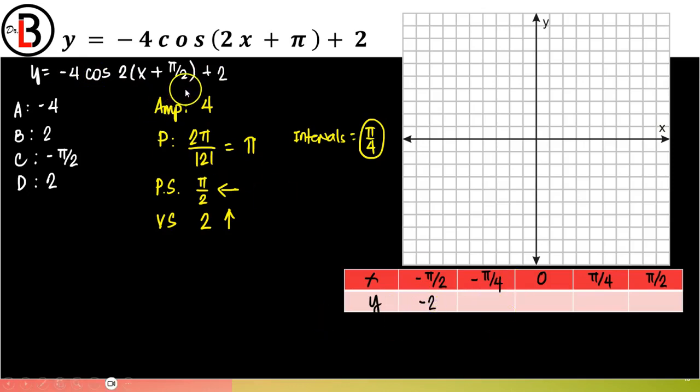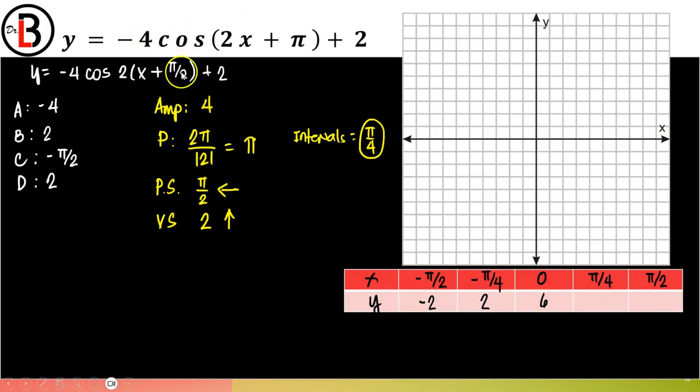Negative 45 plus 90 is 45, times 2 is 90. Cosine of 90 is 0, plus 2, that's 2. 0 plus 90 is 90, times 2 is 180. Cosine of 180 is negative 1, times 4 is negative 4, plus 2, that's negative 2.